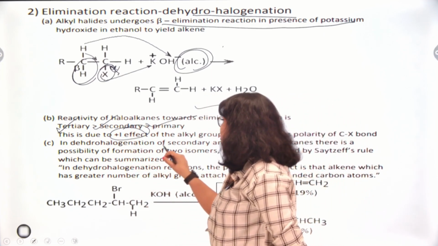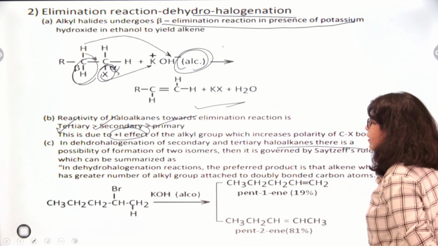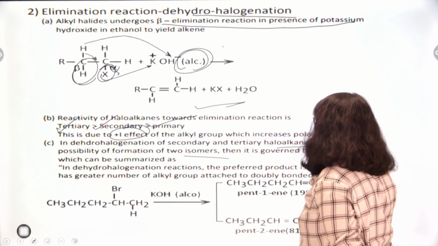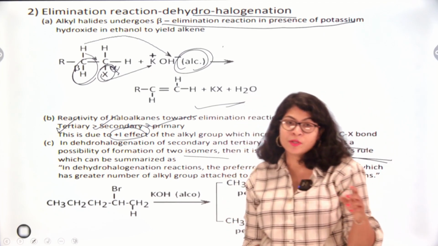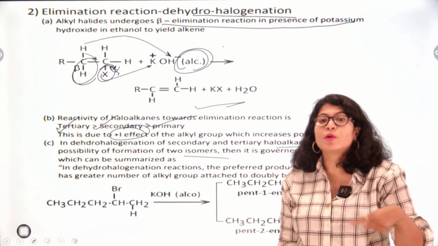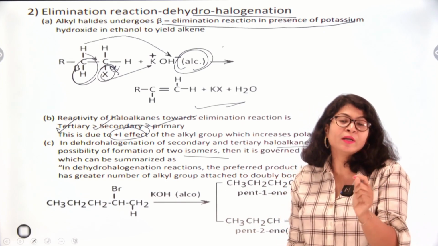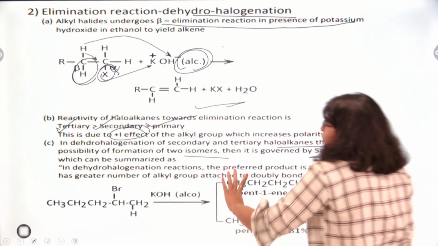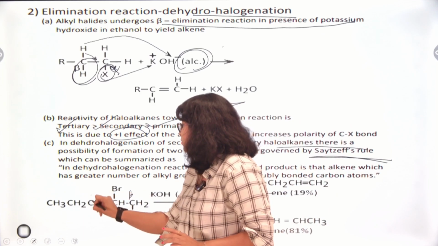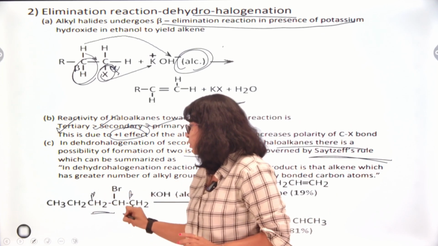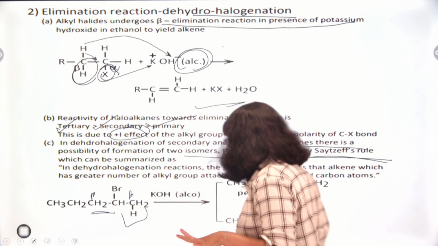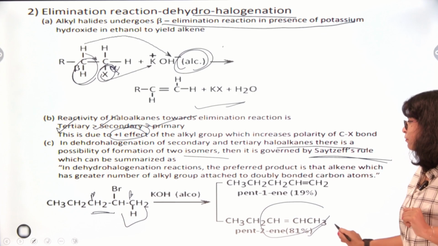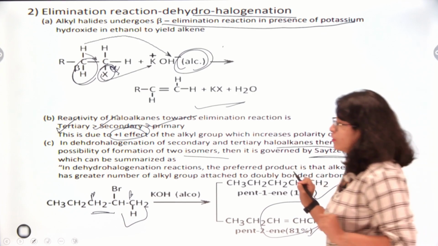Now, in dehydrohalogenation of secondary and tertiary haloalkanes, there is a possibility of formation of two isomers. Then it is governed by Saytzeff's rule. What was Saytzeff's rule saying? The elimination will take place from that carbon which has a lesser number of hydrogen atoms. Basically, we will try preventing the formation of terminal alkenes. So here, if you see, there are two beta positions, one is this, one is this. We will go for this site because terminal alkenes are not that stable. See, this is getting a yield of 81%, whereas this is getting only 19%.